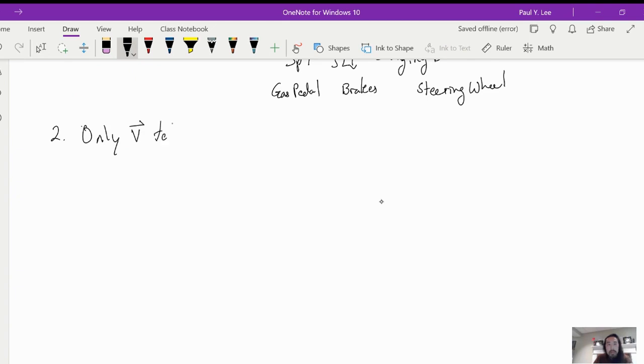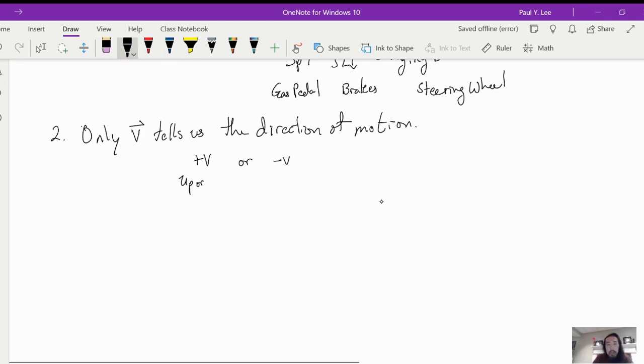Only velocity tells us the direction of motion. And that is especially true for this unit. So let's not get that confused. What I mean by only velocity tells us the direction of motion is that we either have a positive velocity or a negative velocity. The positive velocity we say is either up or right, and negative we say is either left or down.